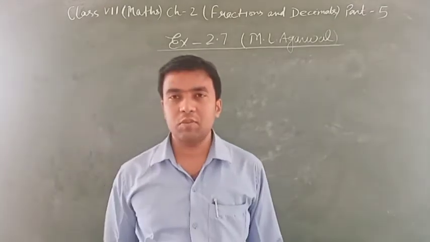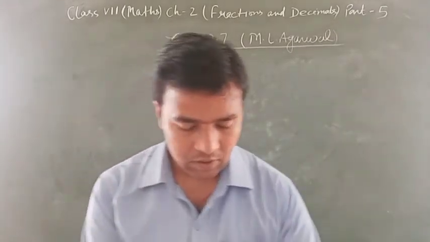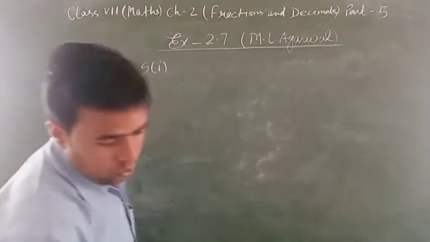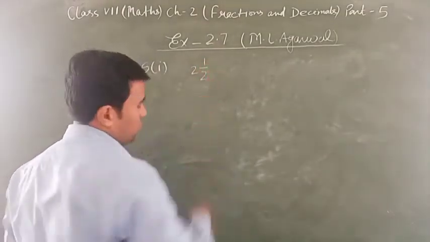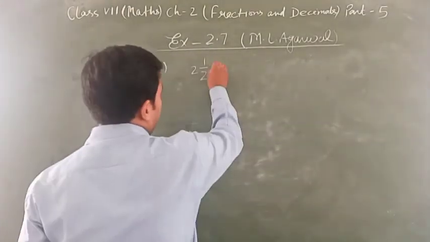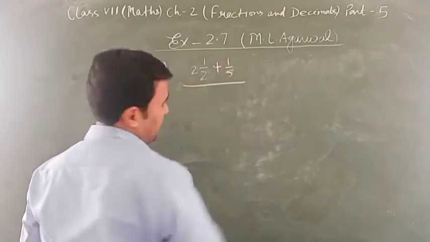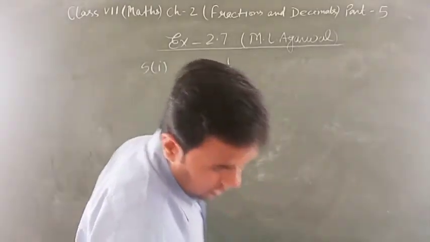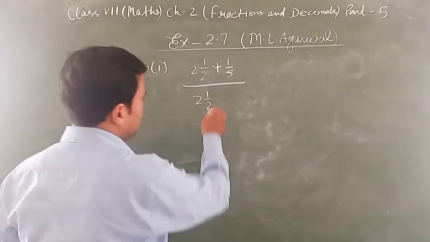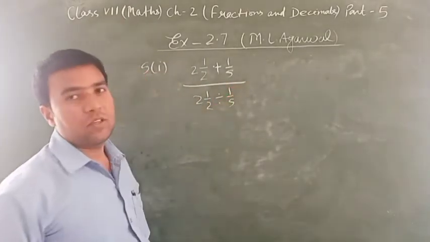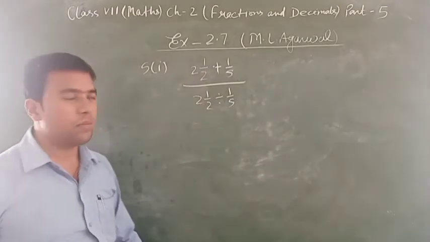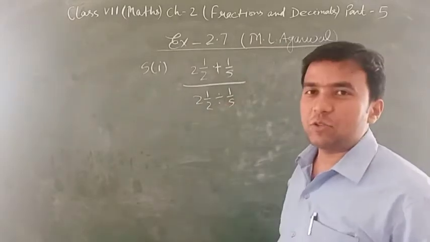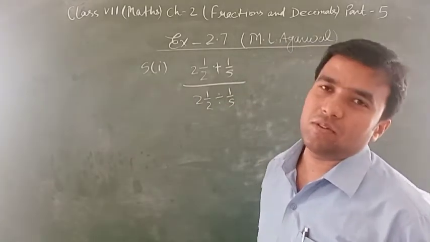Question number 4 is also simplified. Question number 5 is also simplified, but with a little change that I will explain to you. 2 whole 1 by 2 plus 1 by 5, 2 whole 1 by 2 divide 1 by 5. See, 2 whole 1 by 2 plus 1 by 5, and 2 whole 1 by 2 divide 1 by 5. If you think the divide sign is a plus sign, you can do it wrong.